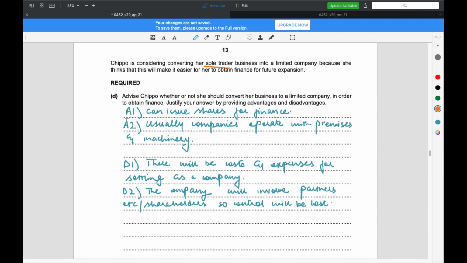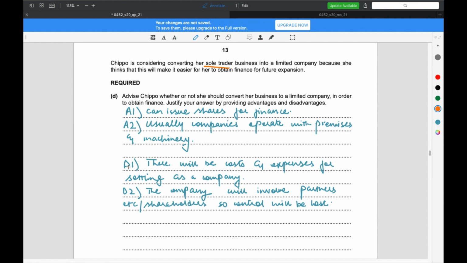So, advantages of converting to a limited company would be to raise finance, to increase her finance. She can issue shares, right? So that is going to give her money for whatever she wants to do with it. Another advantage would be that usually companies operate with premises and machinery. So she has everything she needs to be a company, but she is not a company, so she doesn't really have to give much in order to convert her business into a company. So that is an advantage for her. She has everything she needs.